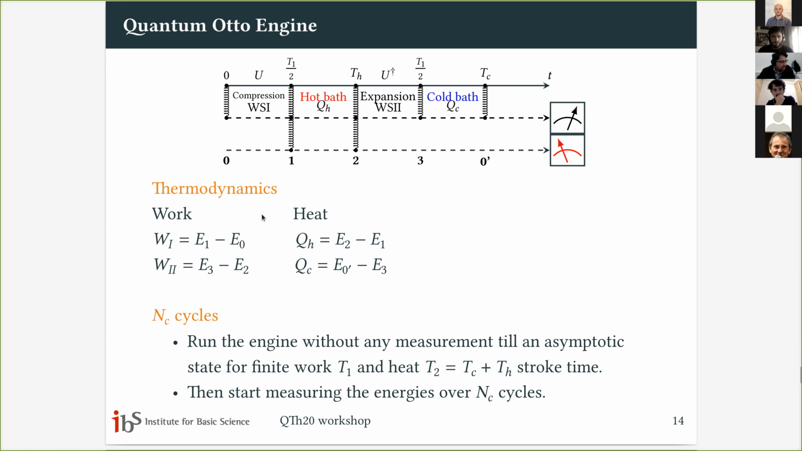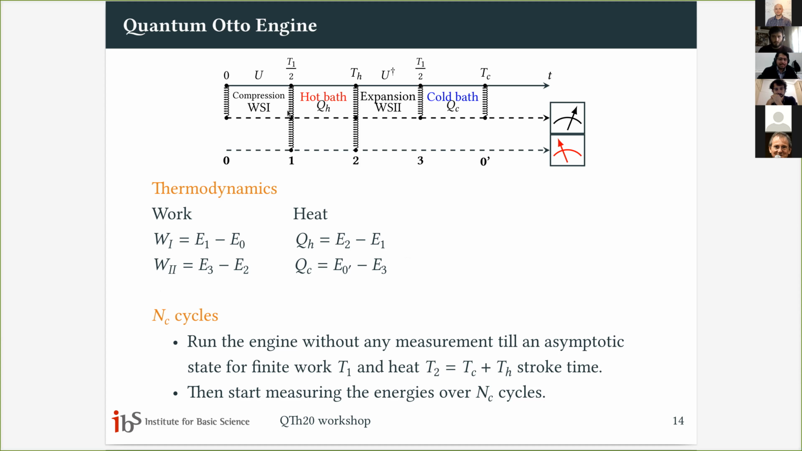And now, in order to get from this measurement of energy to thermodynamics, this is also something quite standard. So in work stroke 1, the amount of work done is nothing but the change in energy, which is E1 minus E0. So these are the states. So this is state 1, state 2, state 3, 0 prime. And similarly, in work stroke 2 it is E3 minus E2. The heat is E2 minus E1 and E0 prime minus E3. Now, this is one particular cycle of the Otto engine.